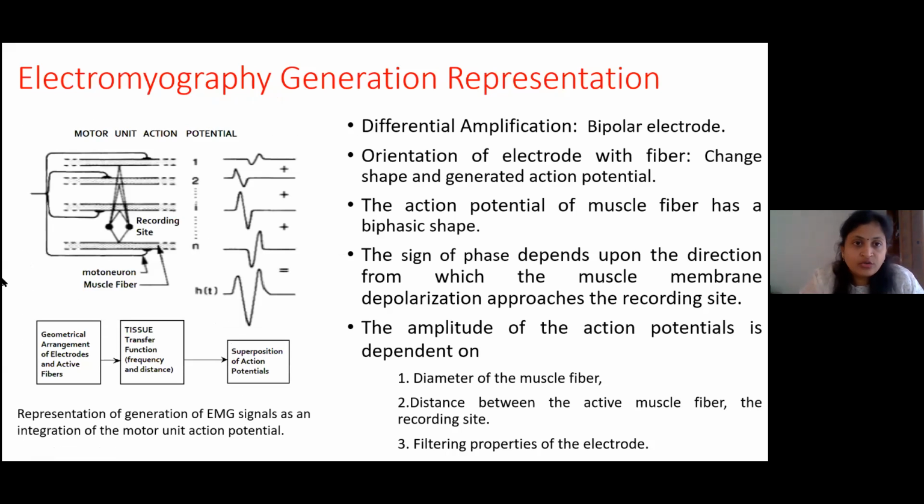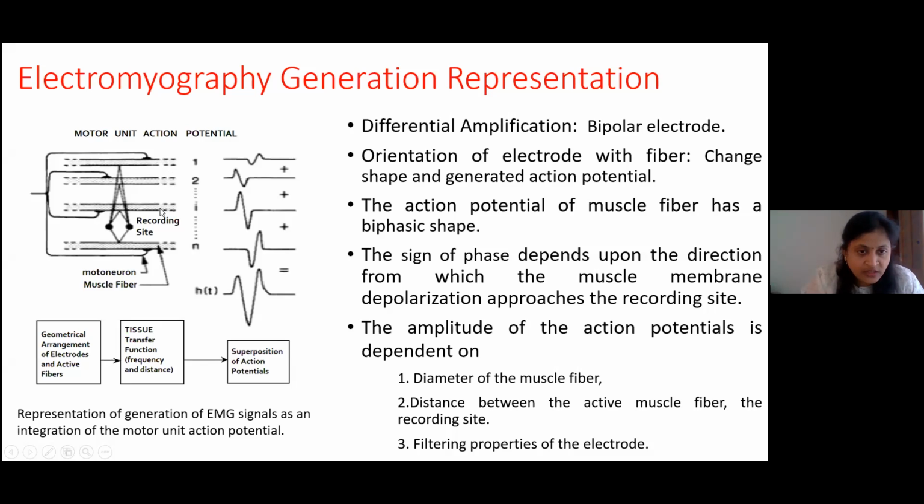Now next is the electromyographical signal generation process. So we have studied this. These are the motor implants. These are your nerves, motor neurons. These are the implants, and this is your individual muscle fiber. So inside a single muscle, there will be n number of muscle fibers.